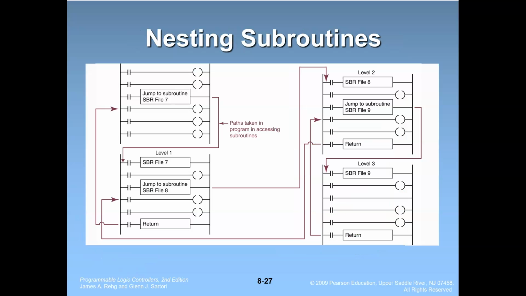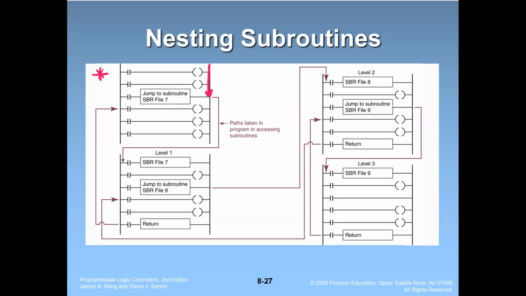Okay, now let's look at the nesting concept here. Nesting subroutine allows us to direct the flow to a subroutine, then another subroutine, then another one, without returning to the main program directly. So you can see that here, this is our main program. In our main program, we have a jump, and this jump is referring to a subroutine which is located in file 7. So the program will be executed here up to this rung.